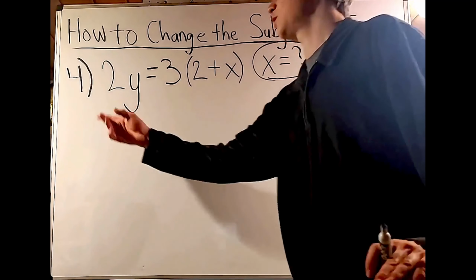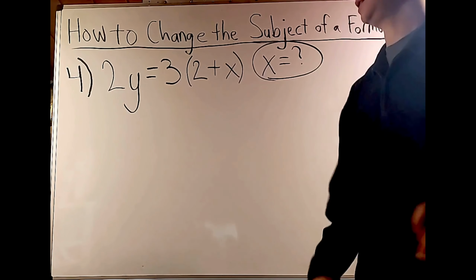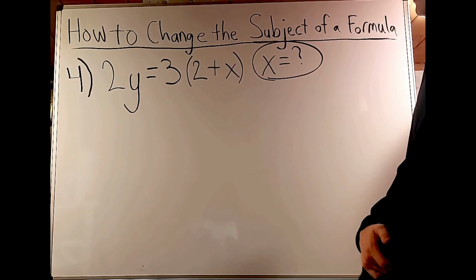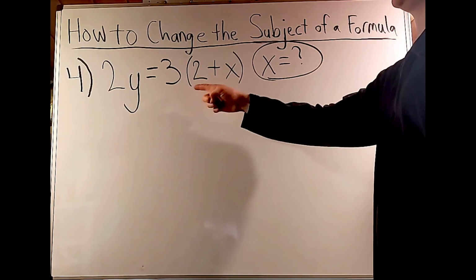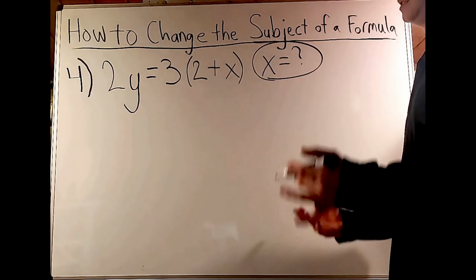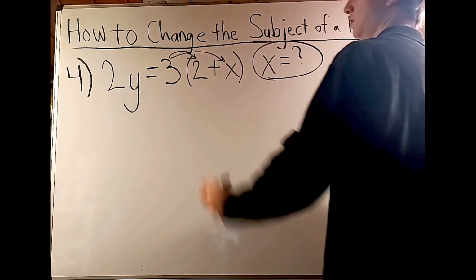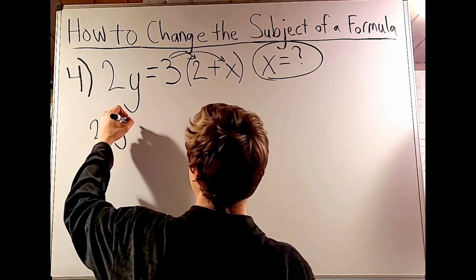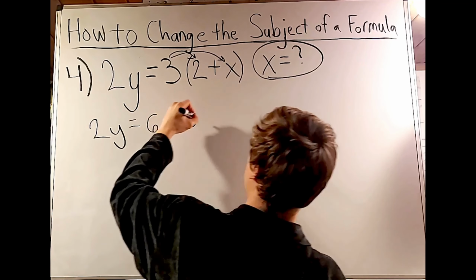Okay, now number 4, we see 2y equals 3 times 2 plus x. Now in this circumstance, when we want to solve for x, what would we do first? What would be a good idea to do first? Okay, so we see 3 multiplying by 2 plus x. But instead of dealing with that how it is, why don't we just expand it? In other words, take the 3 and multiply it by the 2 as well as the x. So now we're just going to rewrite this as 2y equals now 6 plus 3x.